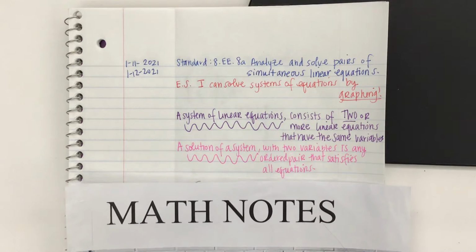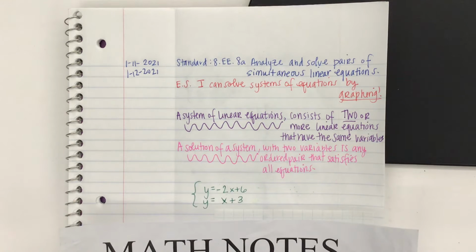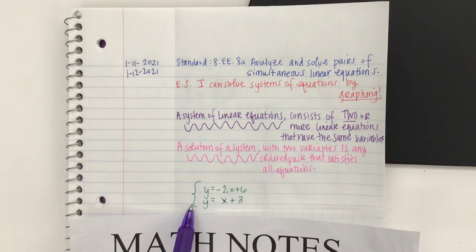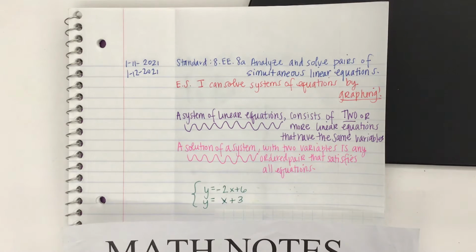So getting down to our first example, this is how I normally write a system. I have this sort of squiggly looking line over here. This just lets me know that these two equations are part of one system. So here we have y is equal to negative 2x plus 6 and y is equal to x plus 3. Find the solution to this system. So I know my answer is going to have an x equals and a y equals. And because we're solving the system by graphing, guess what we're going to do? We're going to graph both of these equations on one coordinate plane.